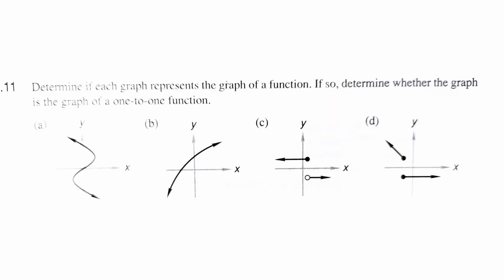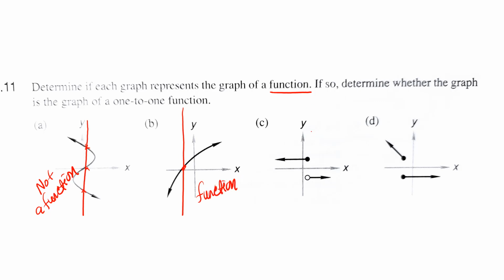Right? So on this problem here, it says determine if each graph represents the graph of a function. If so, determine whether the graph is the graph of a one-to-one function. So to determine if it is a function, you use the vertical line test. So on this one, you can see it is not a function because it hits it 3 times, and it would probably more if you kept drawing it. So not a function because the vertical line test doesn't work. This is a function because the vertical line only hits it in one spot. So this is a function.